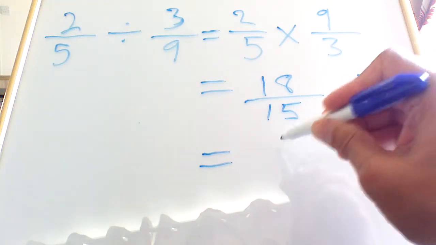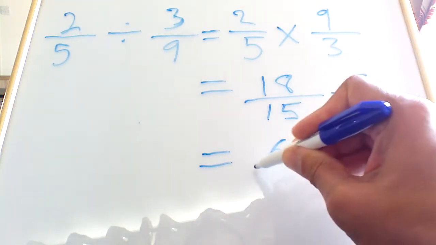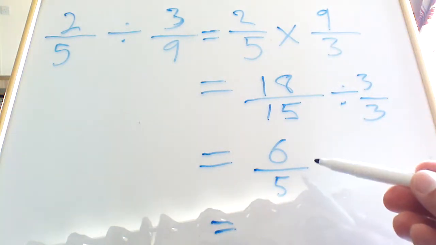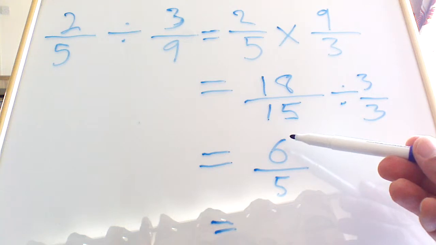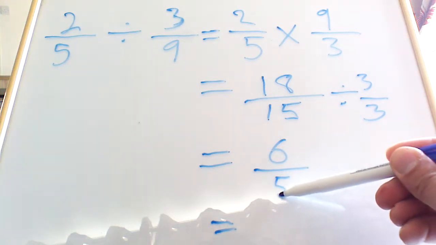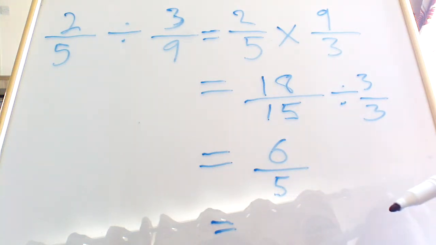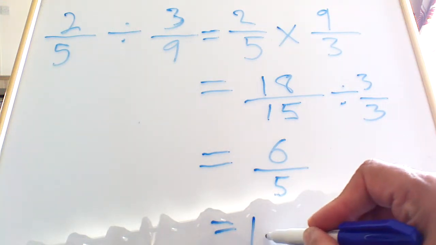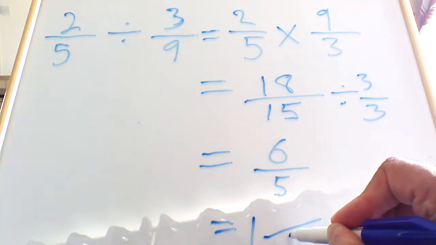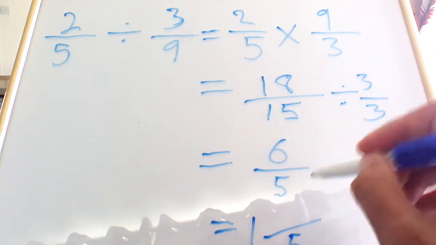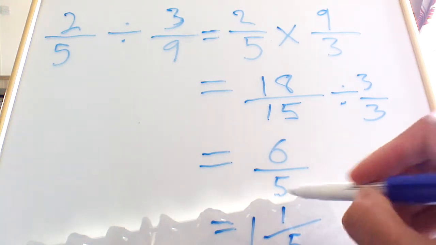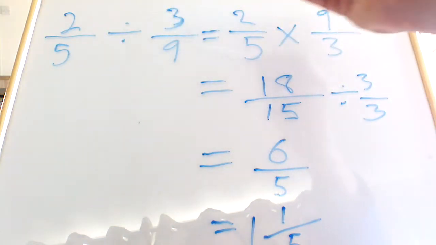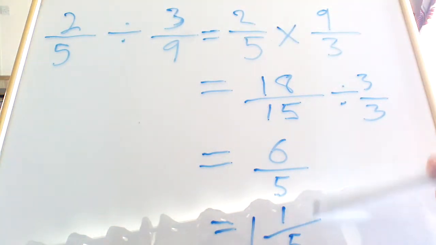3 goes into 18 6 times. 3 goes into 15 5 times. But we're still left with a top-heavy fraction. What we do now, we're left with 6/5. We say, how many times does 5 go into 6? 5 goes into 6 once. Now what we need to do is keep the same denominator, which is the 5. So we said 5 goes into 6 once with 1 left over. So your answer is 1 1/5. So 2/5 divided by 3/9 is 1 1/5.